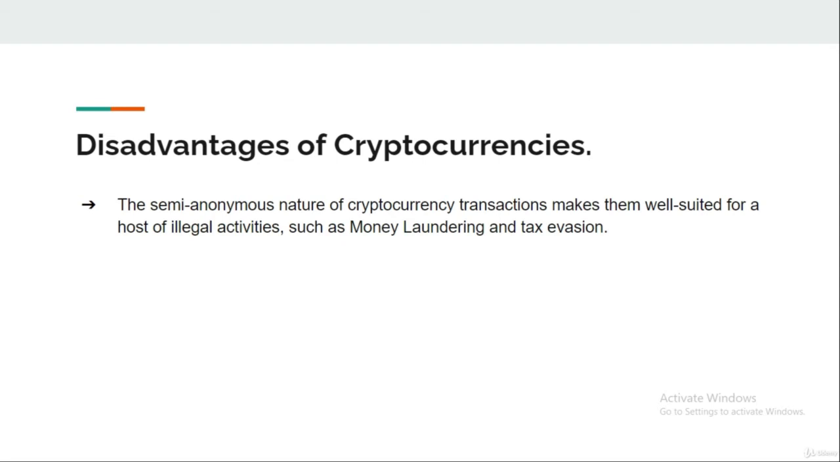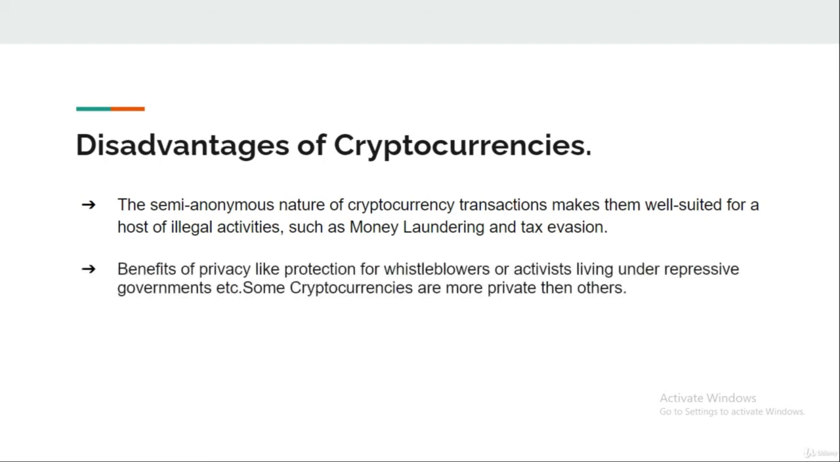But in terms of tracking, Bitcoins are quite weak. Some governments have traced Bitcoins and several illegal vendors have been caught. Ethereum is more secured and transaction friendly as compared to Bitcoins. Benefits of privacy include protection for whistleblowers or activists living under the pressure of governments, etc. Some cryptocurrencies are more private than others.